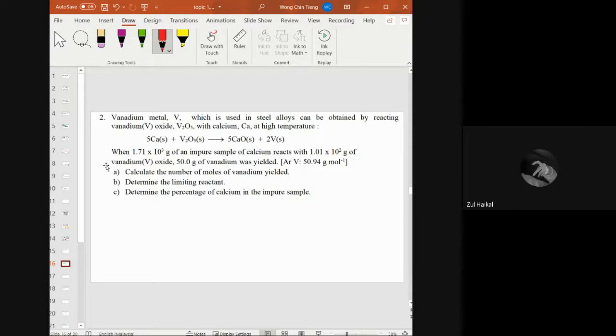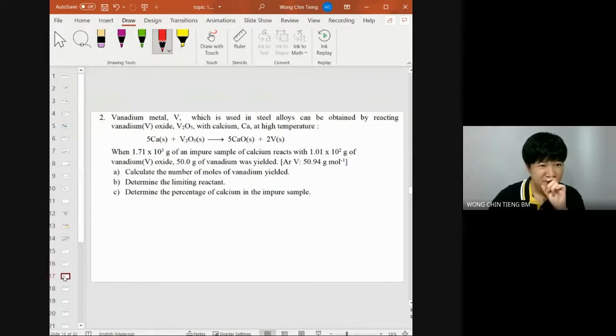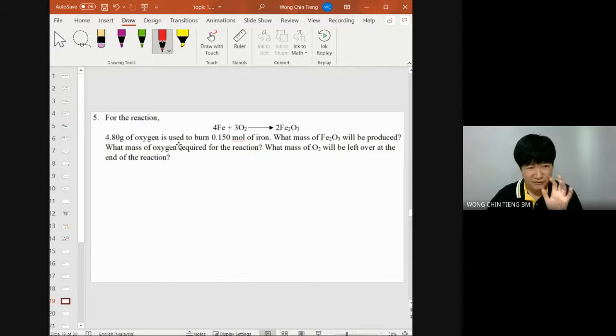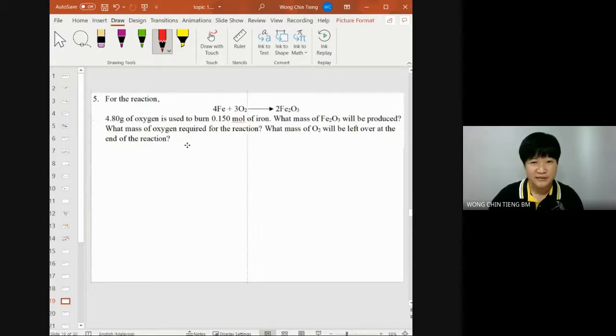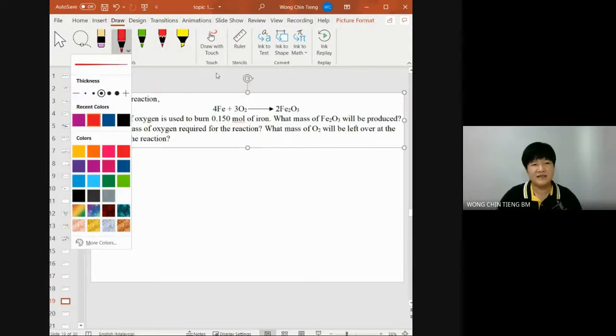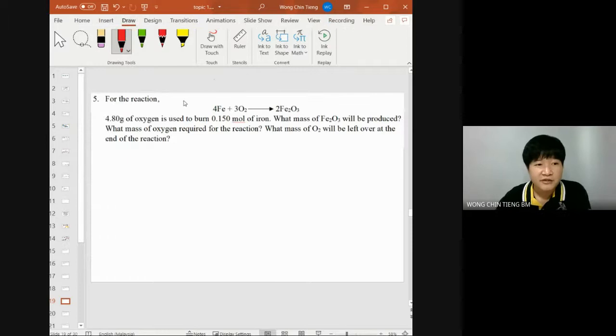5. 2, 3 bukan tak nak bincang, nak bincang. Saya nak bagi tips untuk jawab dan esok kita bincang. Saya akan bagi tips nanti. Okay? 5. Yang tu ada sikit je beza dia. For the reaction, 4.8 gram of oxygen is used.